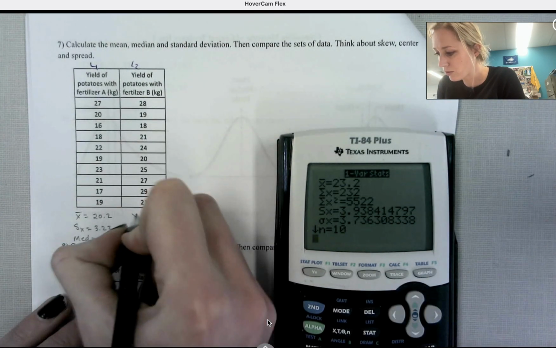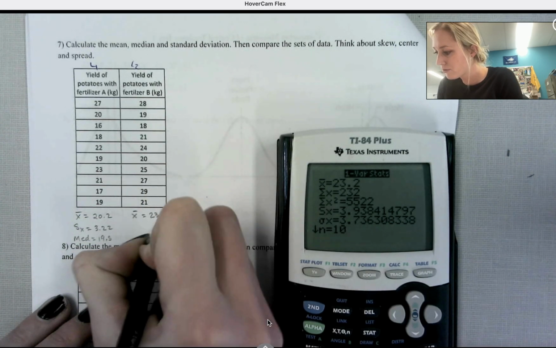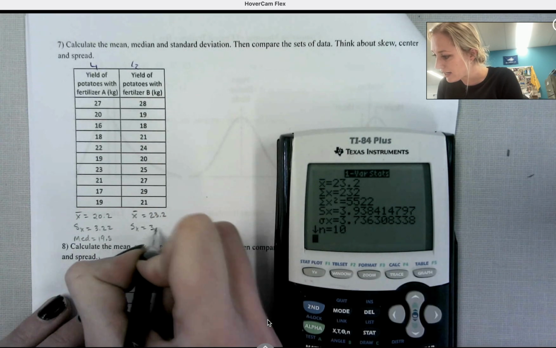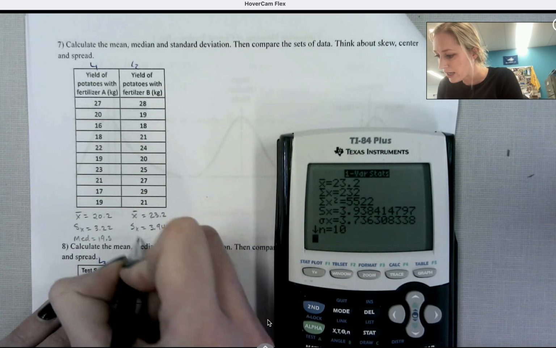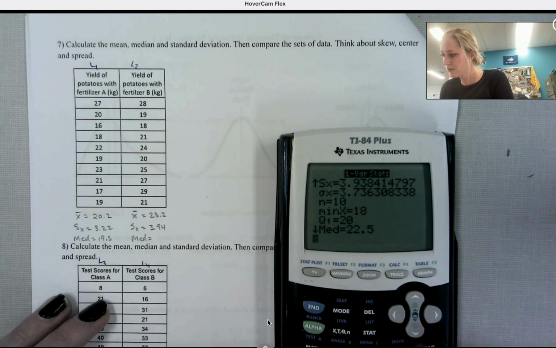We're going to record those same pieces of data, 23.2, my standard deviation, 3.94, and my median, 22.5.